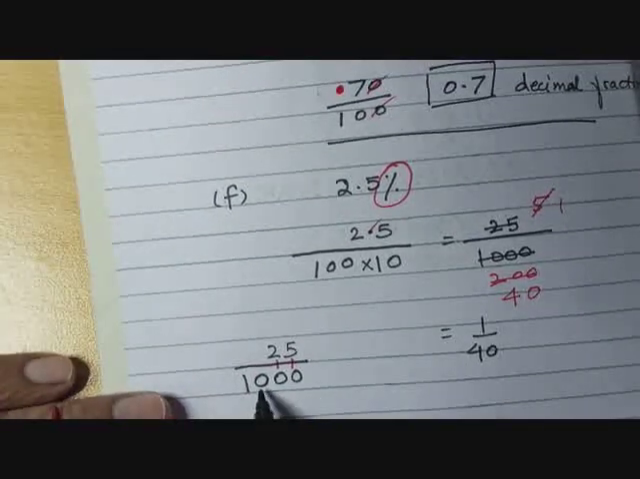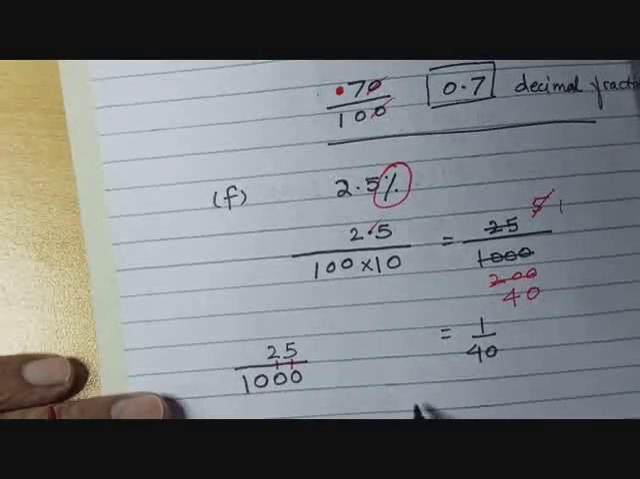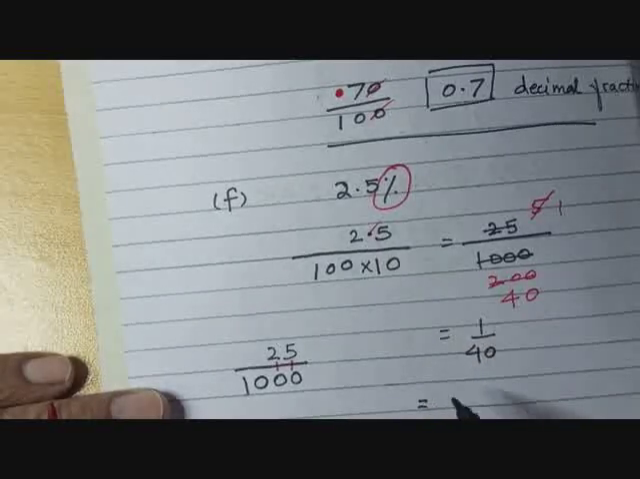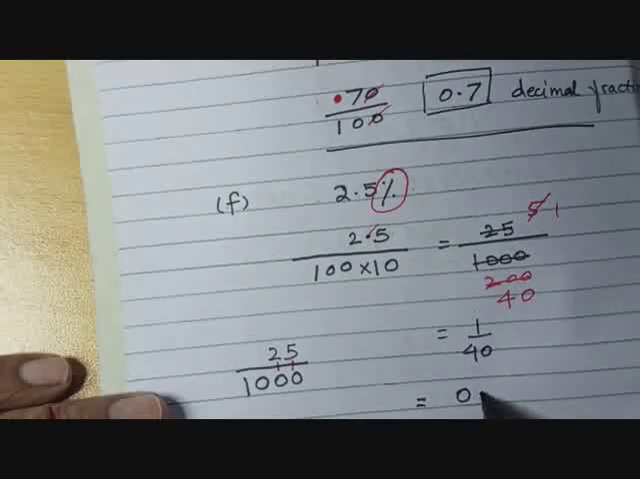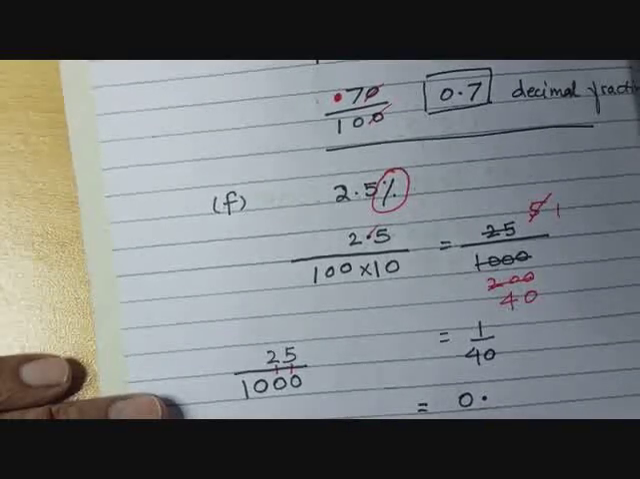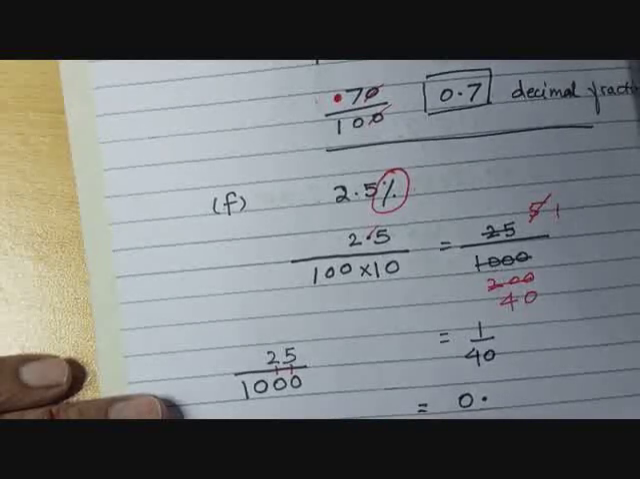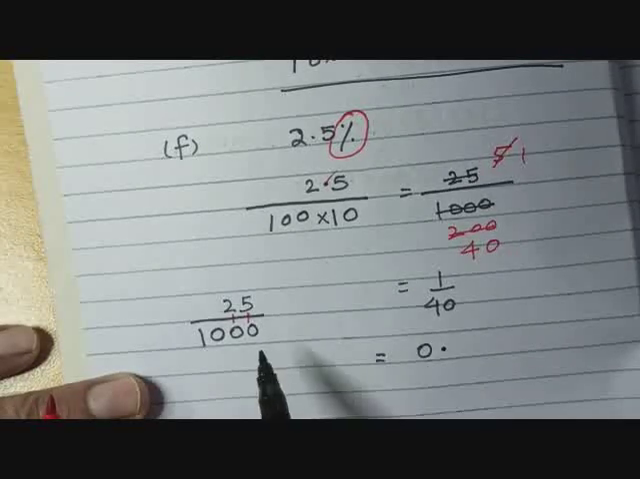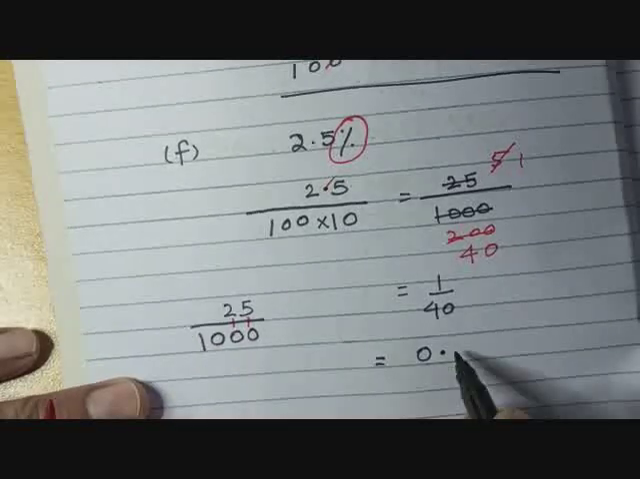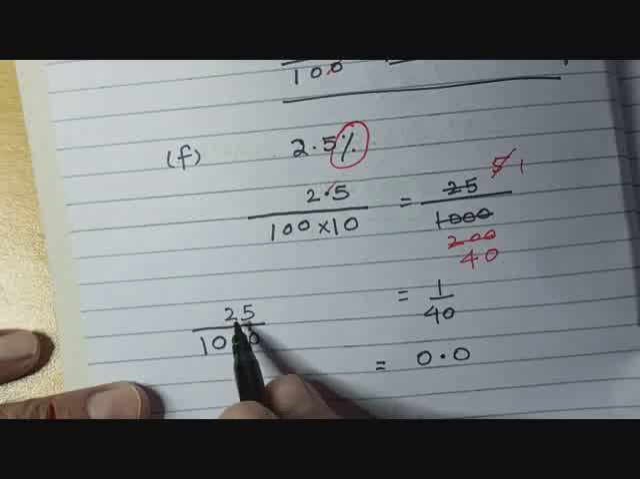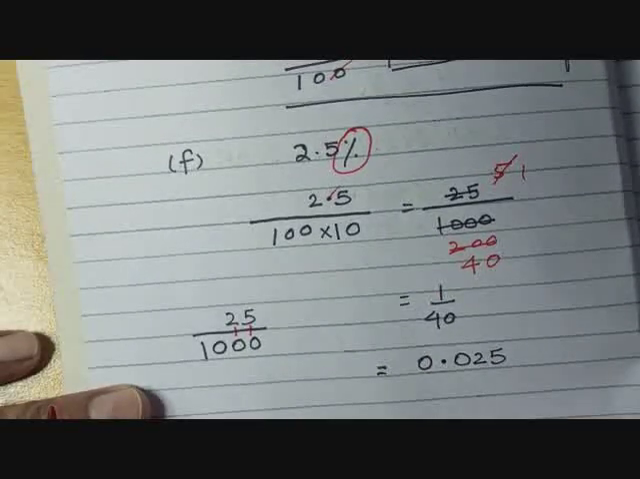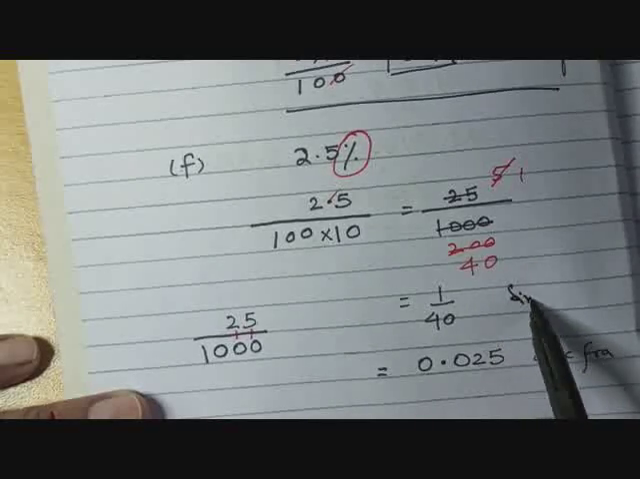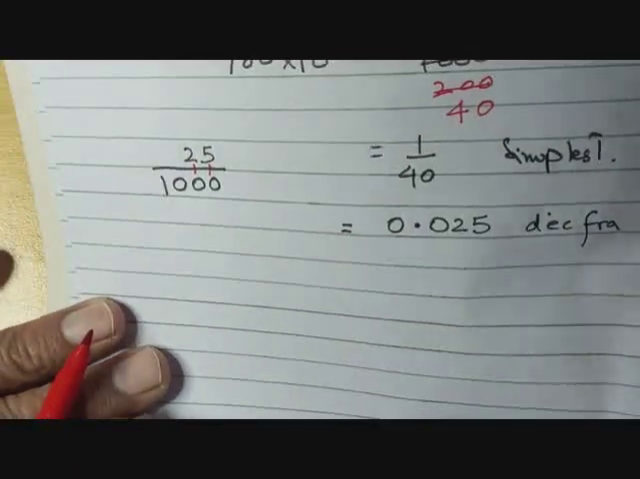So what we do here, we simply push this 0 upwards, and for the 1, we put a point. Now this 0 tells us that there is nothing in the unit. When there is nothing in the unit, there is always a 0. So this is 0. Now for this 0, we have pushed it upwards. So 0 and 2 and 5. So this is the decimal fraction. This is the simplest form of the fraction.